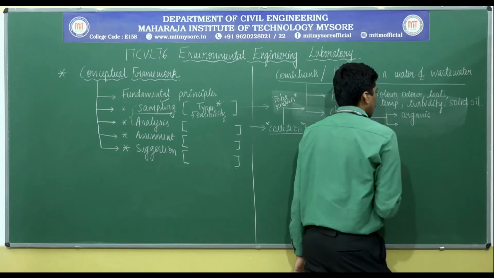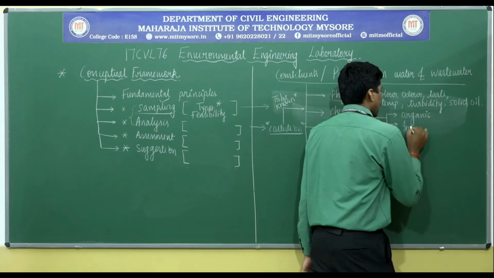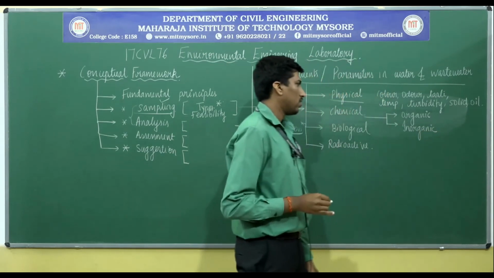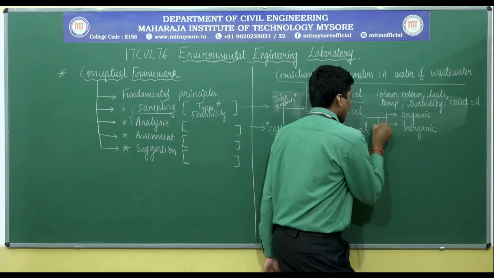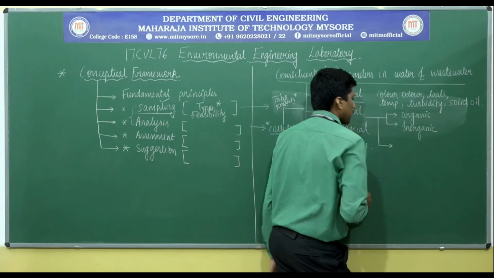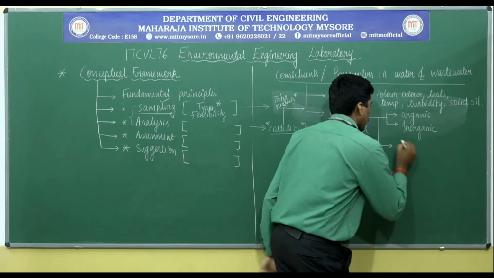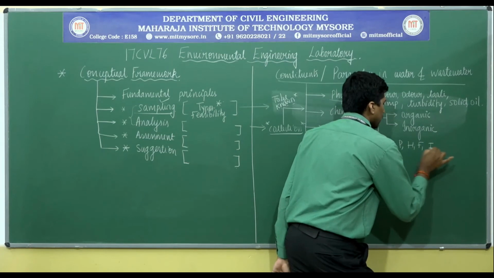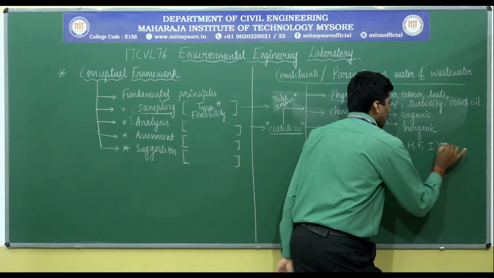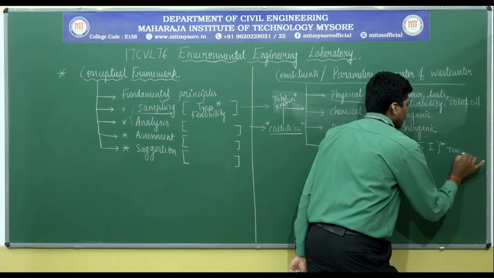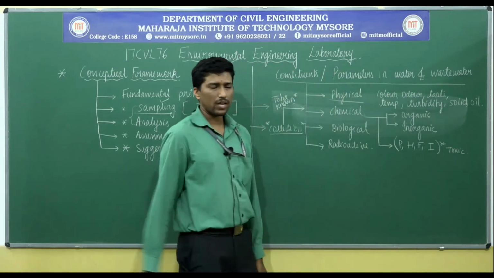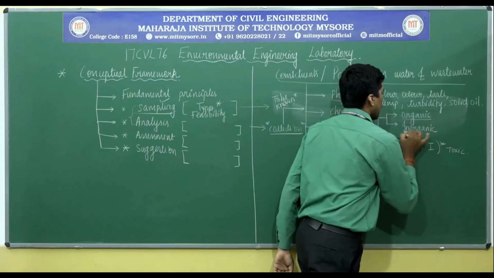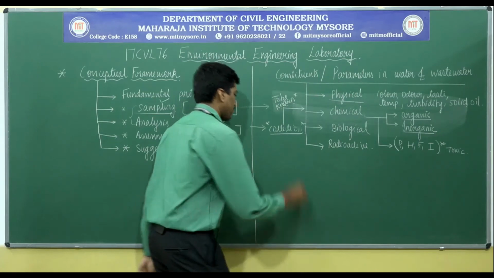organic, and then we call it inorganic. Again, we also come across a special category that we call pesticides, herbicides, fungicides and all. So pesticides, herbicides, fungicides and insecticides are referred to as toxic parameters. Okay. So let me take up organic as well as inorganic parameters.